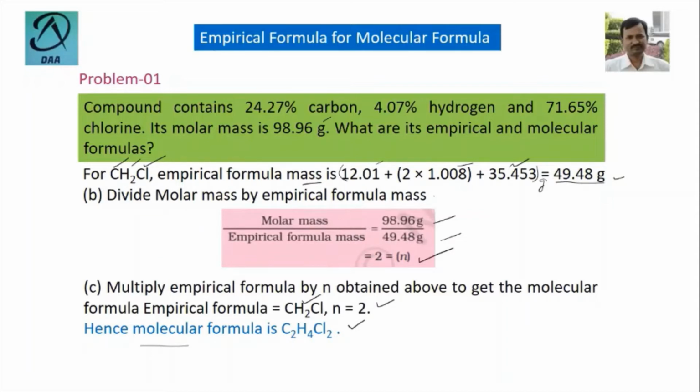So now you know what the empirical formula and the molecular formula are, and how to calculate them from the percent of elements present in a compound along with its molecular mass value.